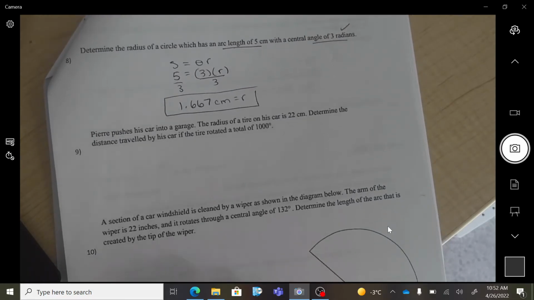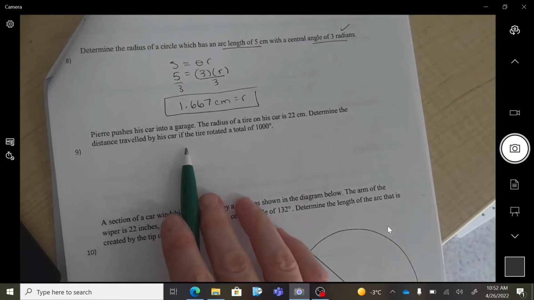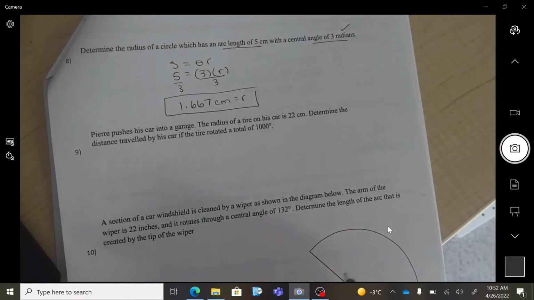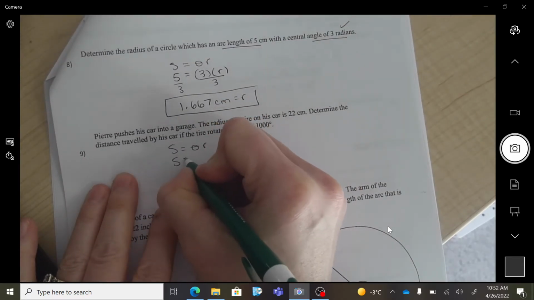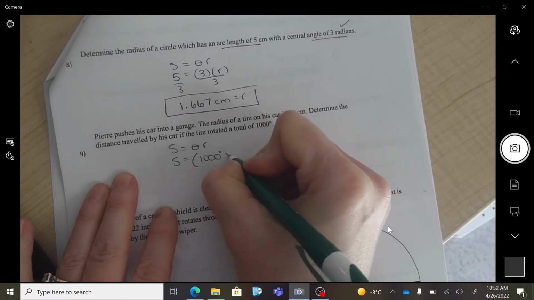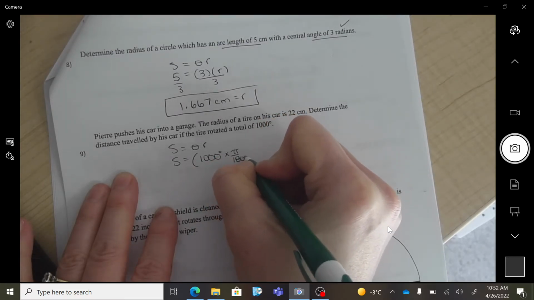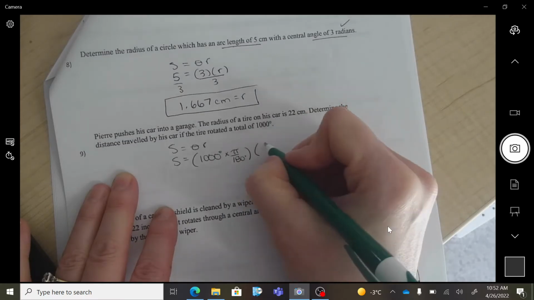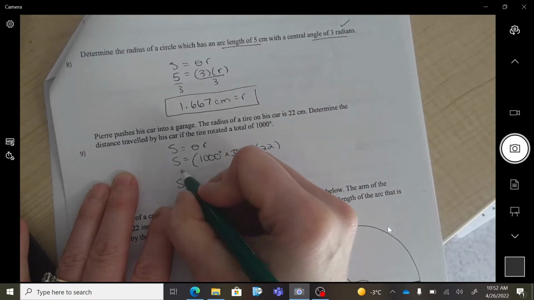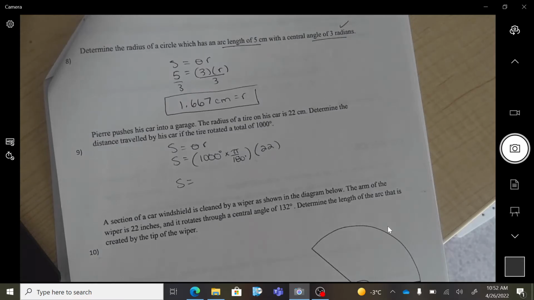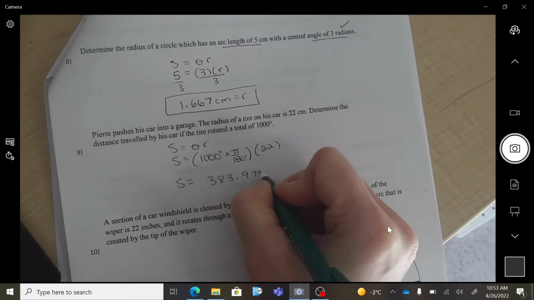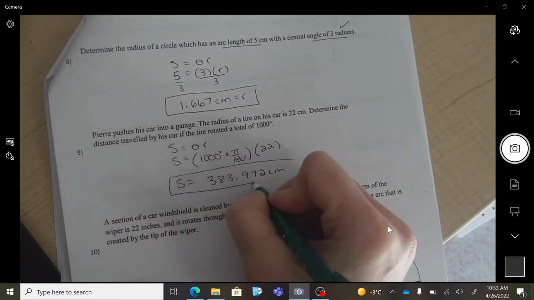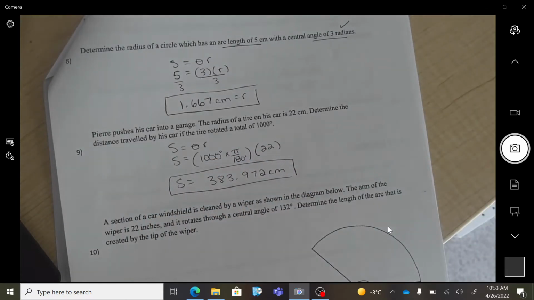Pierre pushes a car into the garage. The radius on the tire is 22, and determine how much you've rotated if you go 1,000 degrees. So 1,000 degrees will need to get converted to radians. Then we have the radius of the tire. So that's all going into my calculator, and to 3 decimal places, 383.972 centimeters.